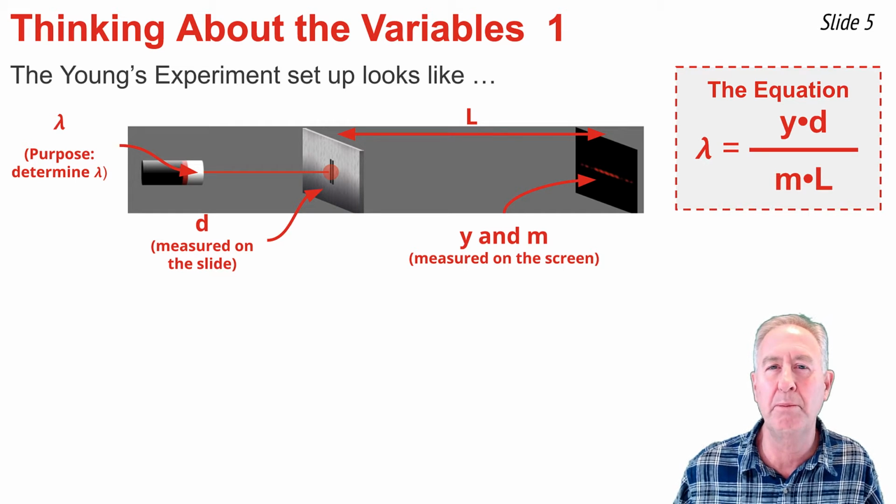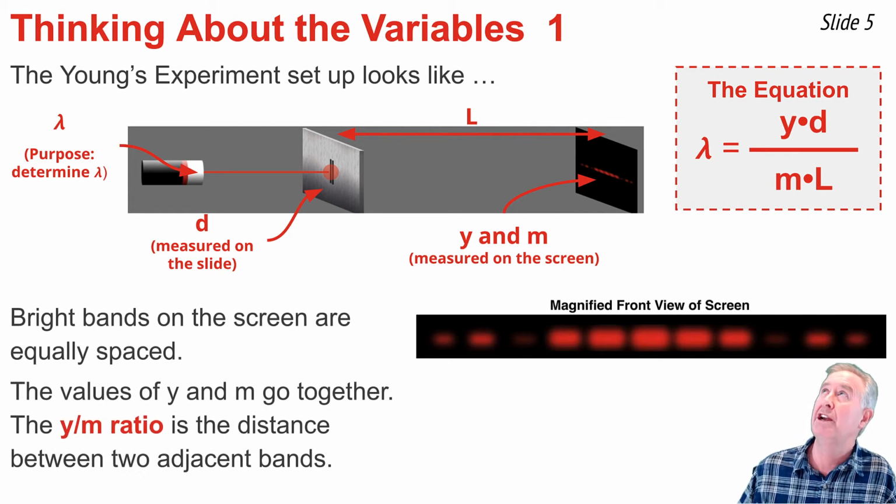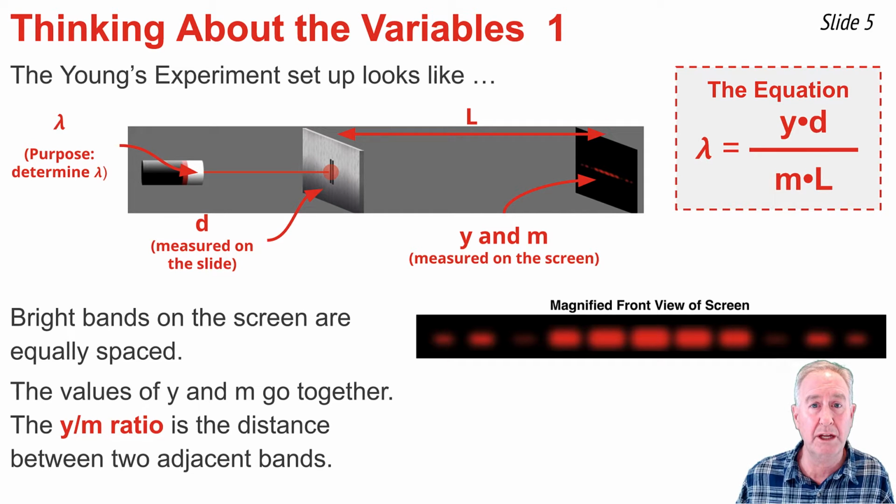Let's talk a little bit more about y and m. Here's a magnified view of the screen with its alternating dark and bright bands, the bright bands being called maxima. You'll notice that the bright bands are equally spaced apart, and the value of y and m will go together. In fact, the ratio of y per m simply gives you the distance between two immediately adjacent bands.